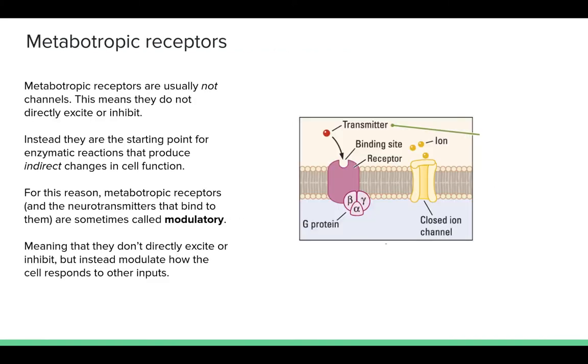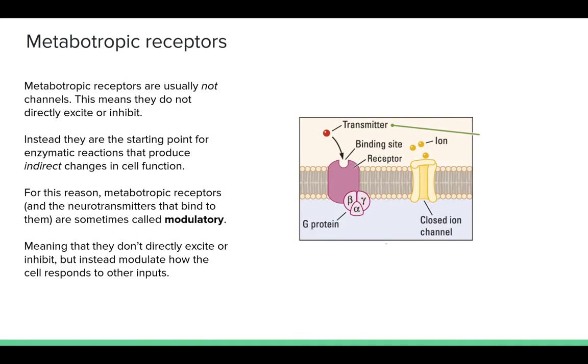All right, so those are ionotropic receptors. Now we're going to talk about the second kind of receptors, which are metabotropic receptors. And unlike the ionotropic receptors, the metabotropic receptors usually are not channels. They're made out of proteins, and they live inside of the membrane. But what you can think of these as is the starting point for protein-protein enzymatic reactions that will have indirect effects on the cell membrane.